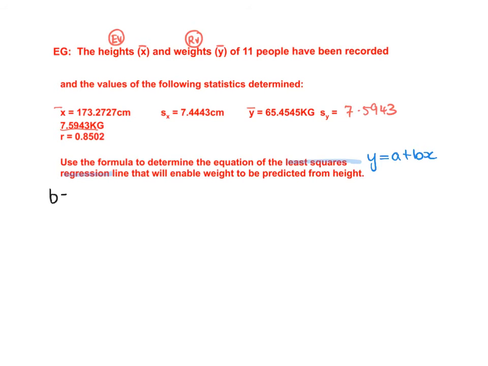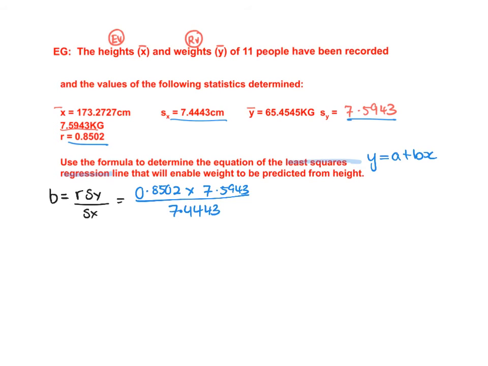So b, if you look at the other page, was r times sy over sx. If you look up here, they've given you all that data. So r was here. So it was 0.8502 times SY, which is there, 7.5943, and divided by SX, which is 7.443. And we're going to get a value. So okay, that ends up being, they didn't say how many decimal places.